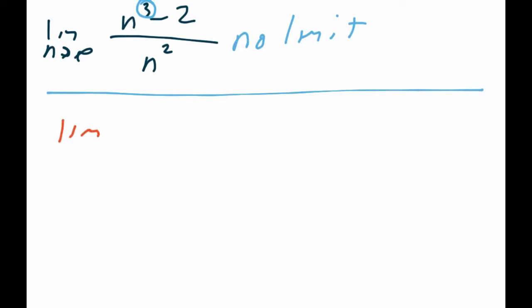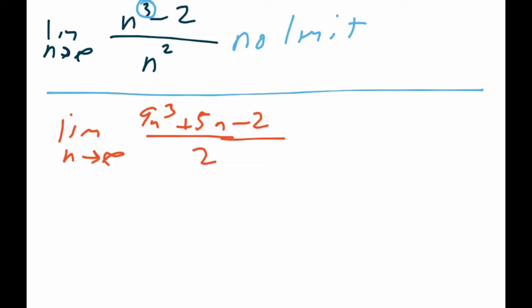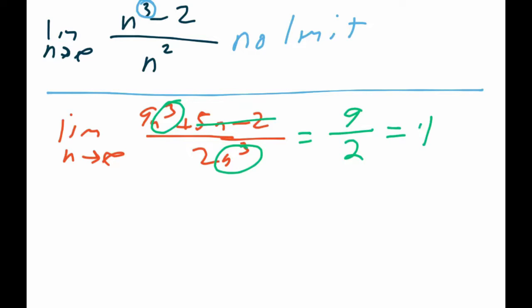For part B, we have the limit as n goes to infinity of 9n cubed plus 5n minus 2 over 2n cubed. This time we have both n cubed here and n cubed here, and none of the rest of this really matters. And we take the numbers in front, so I got 9 divided by 2, and if the answer is in a decimal, we know that turns out to be 4.5.